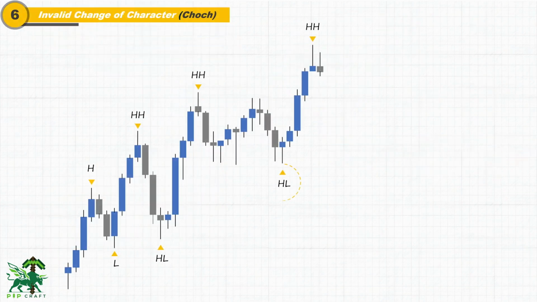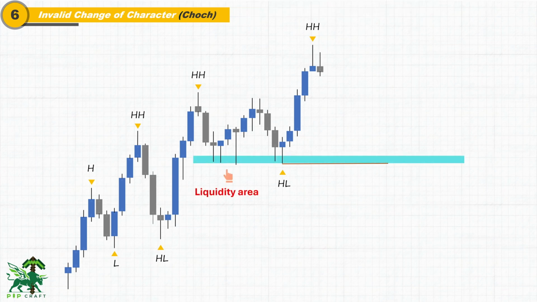Right here, we have a major swing low that triggered this breakout. A break below this level might seem like a valid change of character. However, if you look at the left-hand side, you'll notice something important. This level aligns with a significant area of liquidity.